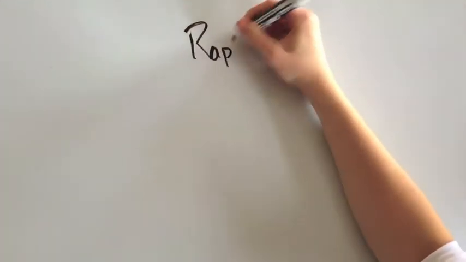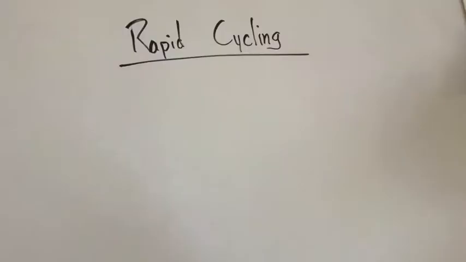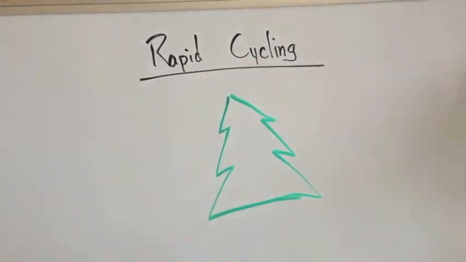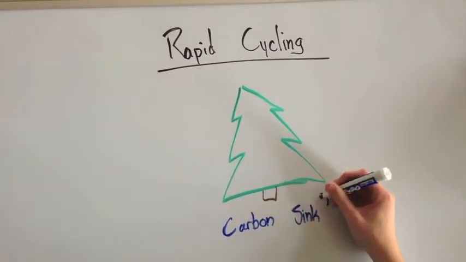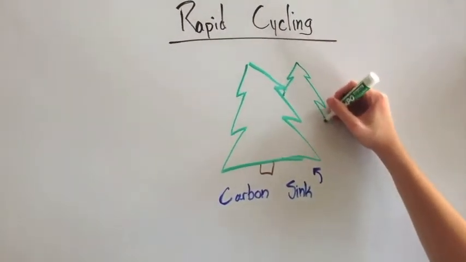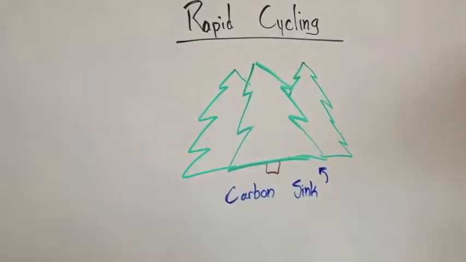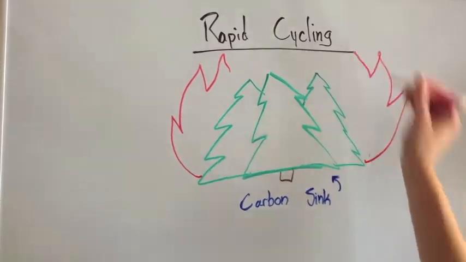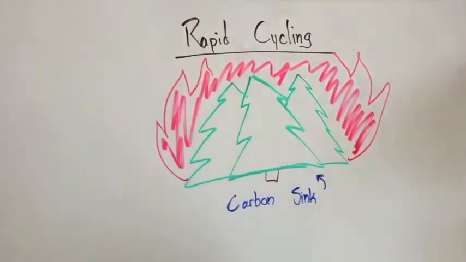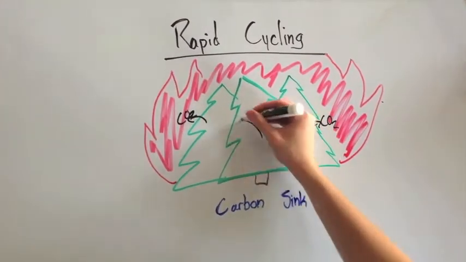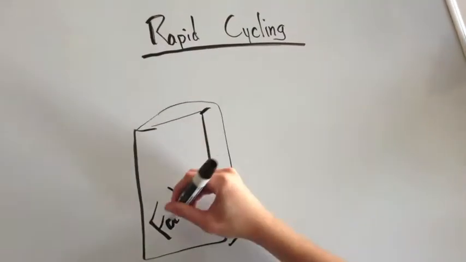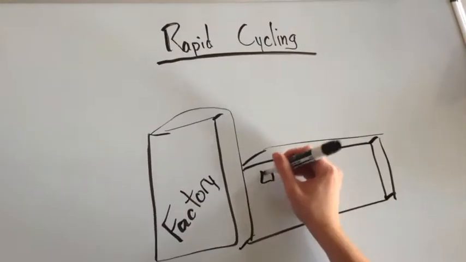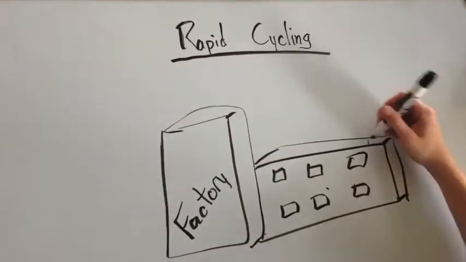The other way in which carbon is moved throughout the biosphere is rapid cycling. This means that high amounts of carbon are released into the atmosphere in a relatively short amount of time. An example of this is a forest fire. Trees are known as carbon sinks, meaning they work to remove carbon from the atmosphere. Because of the amount of carbon stored in trees, when a tree is burnt, all that carbon is released back into the atmosphere. Another example of rapid cycling is the burning of fossil fuels by factories and buildings. These emissions cause an increase of carbon in the atmosphere.